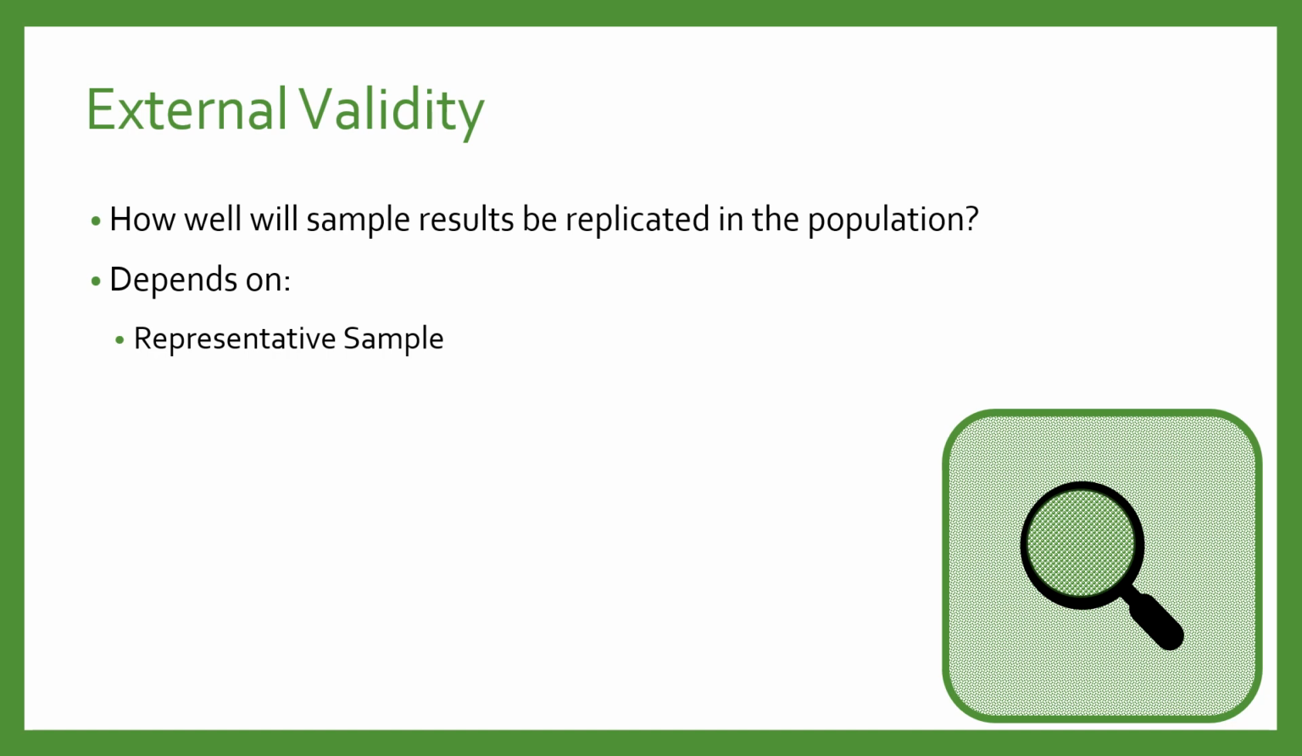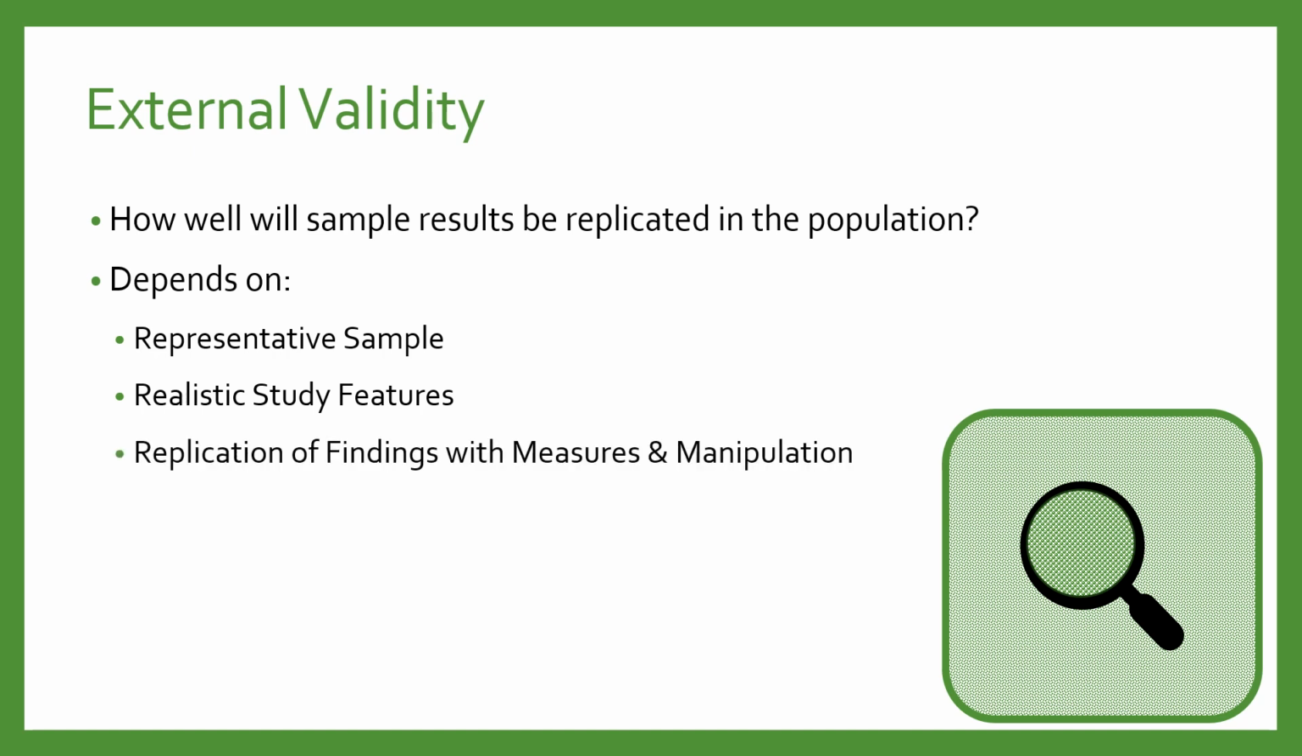It's all about how well a sample represents individual differences in the population. It also depends on having realistic study features, so generalization from a research study scenario to a real world situation. That depends on how similar the context of the study is to reality. How well do the conditions of the study match the conditions in the real world? External validity also depends on the replication of findings with measures and manipulation, making sure that the measures and manipulation of the independent variable function in the same way outside of the confines of the sample and the study.